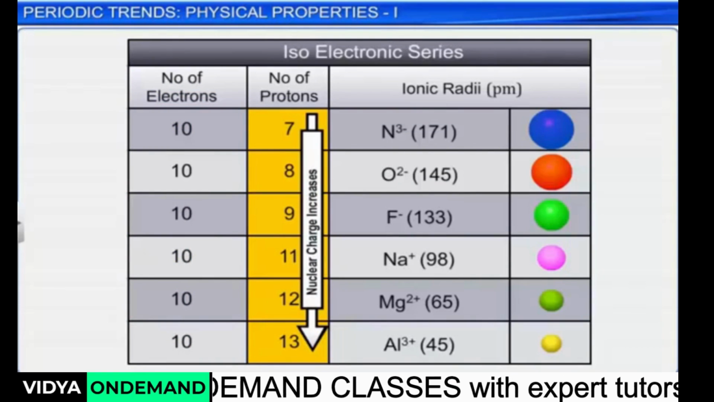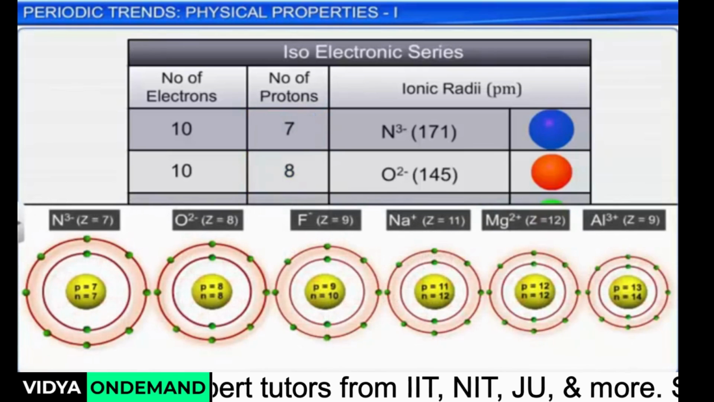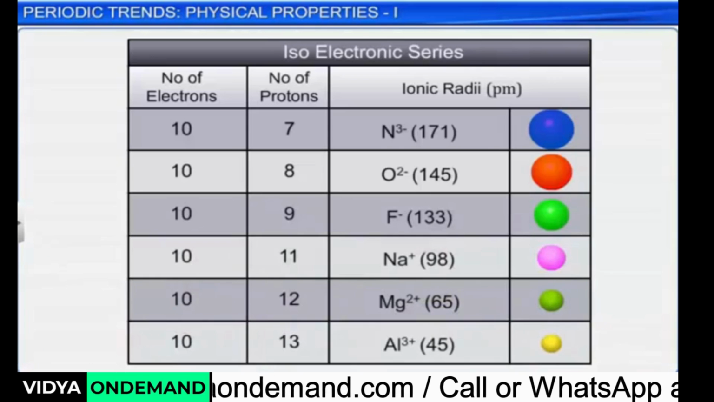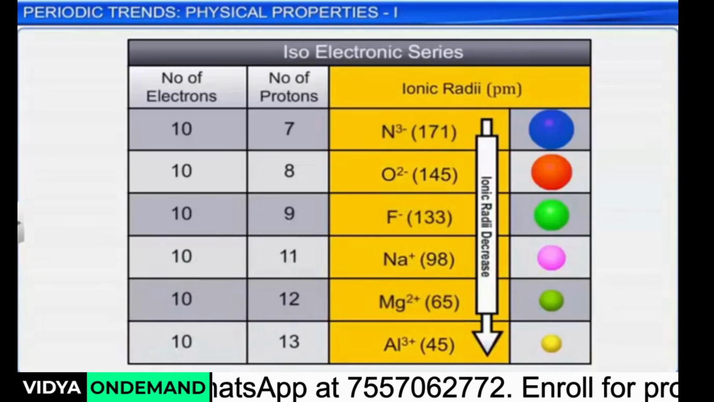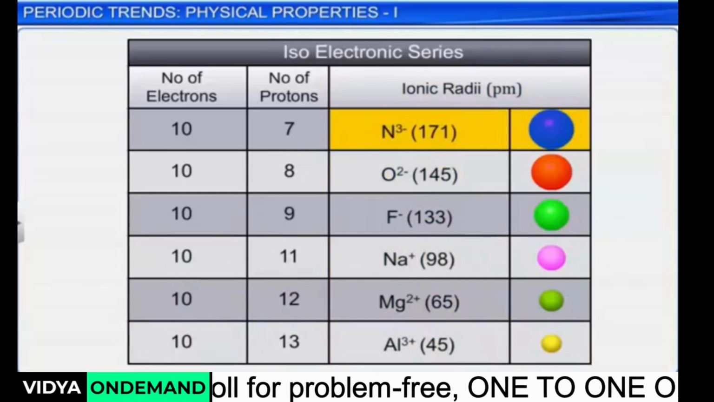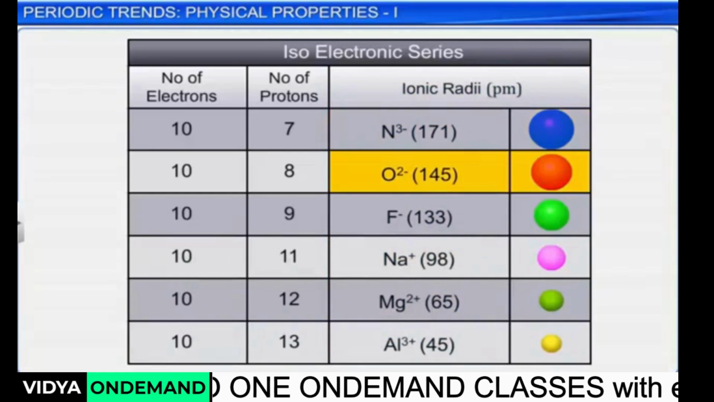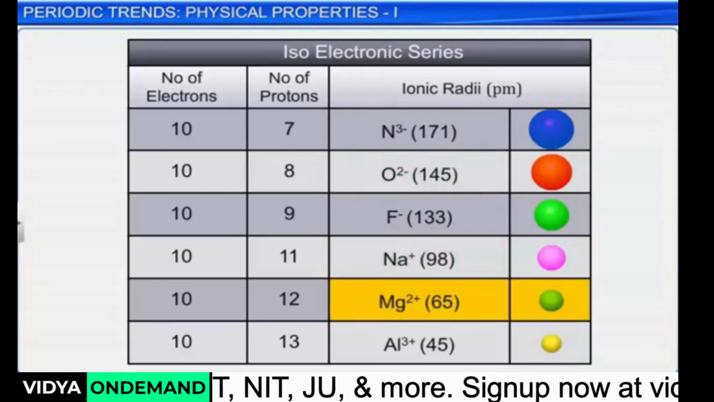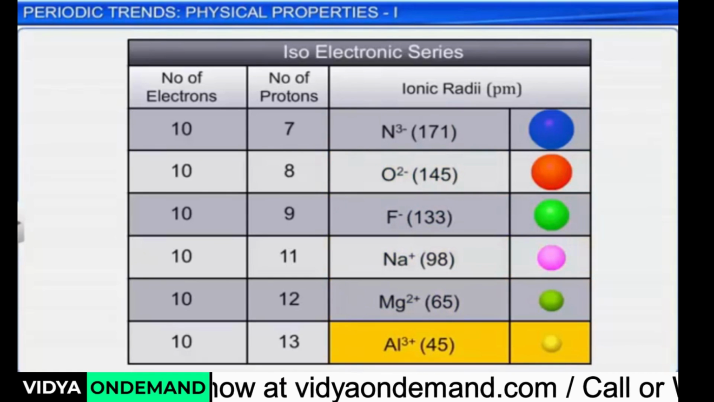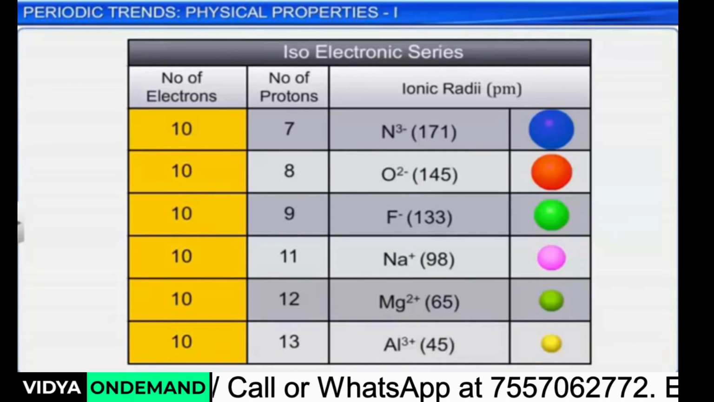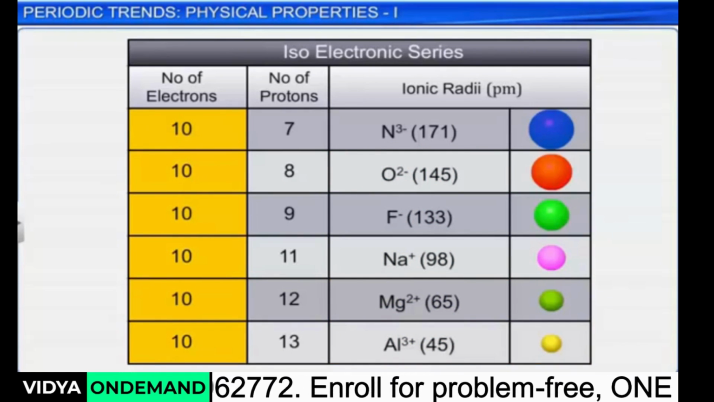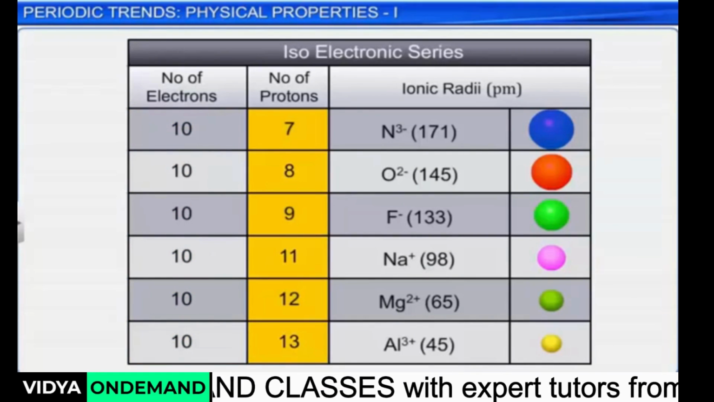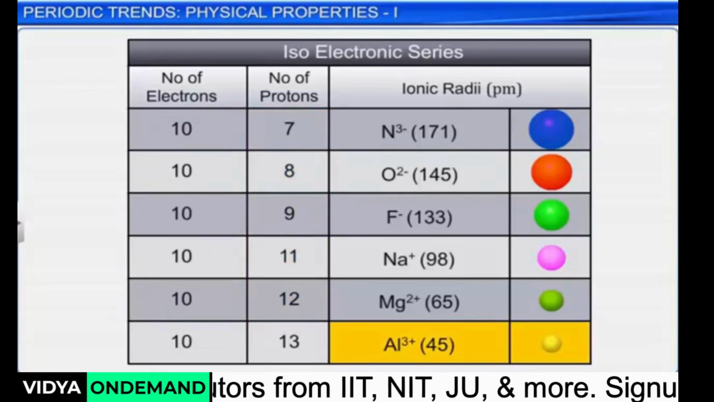For example, N-3, O-2, F-, Na+, Mg+2 and Al+3 ions have the same number of electrons, that is 10. However, their radii would be different because of their different nuclear charges. As a cation with greater positive charge has a smaller radius and an anion with greater negative charge has a larger radius, the ionic radii among the isoelectronic species increase in the order as shown here.